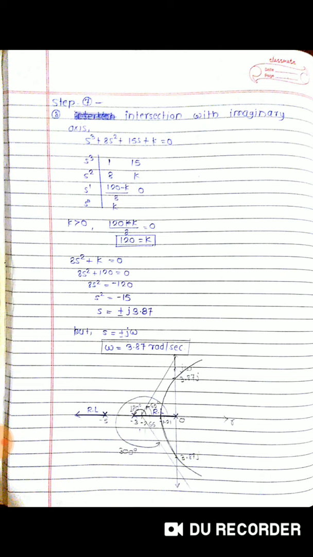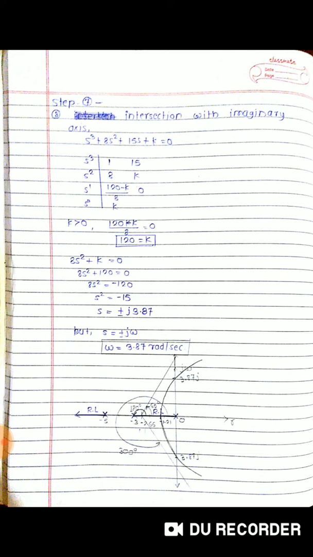Next, we'll find out the intersection with the imaginary axis. Same procedure we have to follow. We have to use the Routh array. The equation is s cube plus 8s square plus 15s plus K. Simplify this with the help of the Routh array. (120 minus K) divided by 8 is equal to 0. Therefore, K is equal to 120.